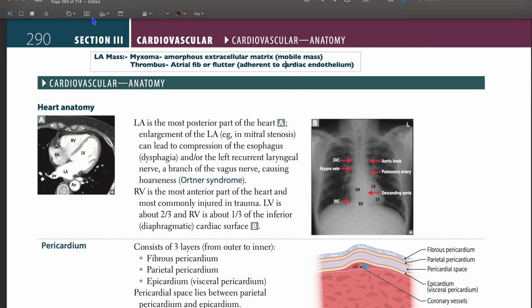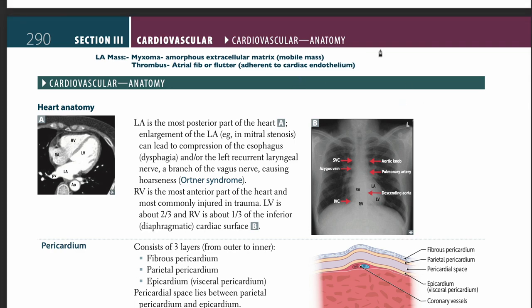Whereas the adherent one would be, say, this is a valve, and this is a mitral valve with the atrium like that, right? So the myxoma would be attached to one of the valves over here, the one that moves. But the thrombus would be somewhere here, inside this layer over here, attached to that, but it's not going to move with this.